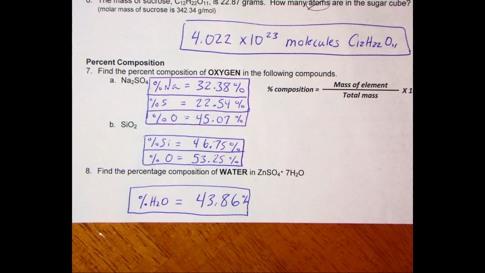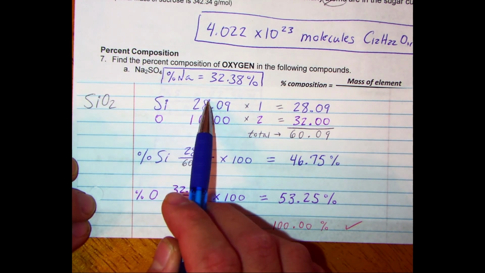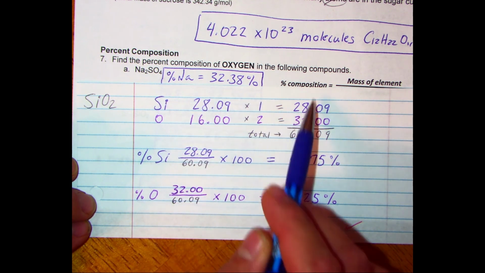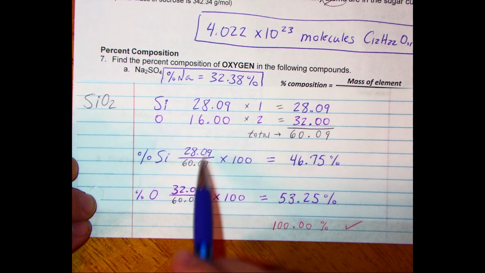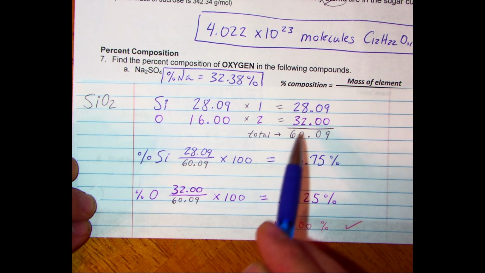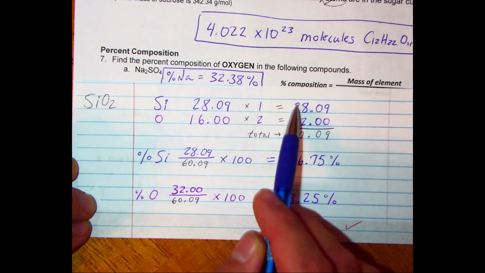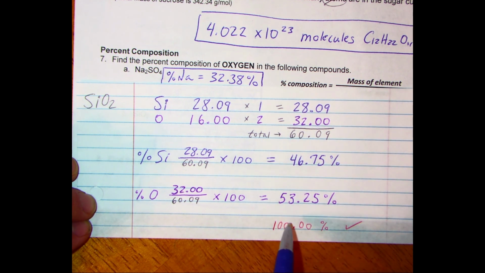Silicon dioxide, same idea. One silicon, its molar mass in the periodic table times 1, oxygen's molar mass rounded times 2, giving me each part, giving me the total. I could find the part silicon over the total times 100, and the part oxygen over the total times 100. You can see they're both close to equal parts, with oxygen being slightly more than half. Consistent here with a sum of 100% for both percents, verifying that we have done this correctly.